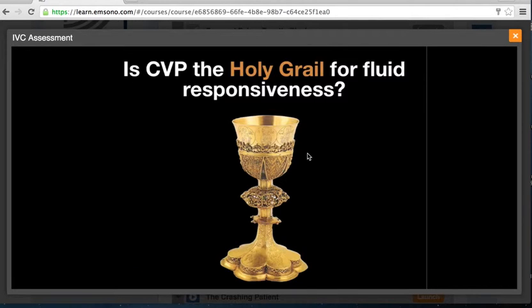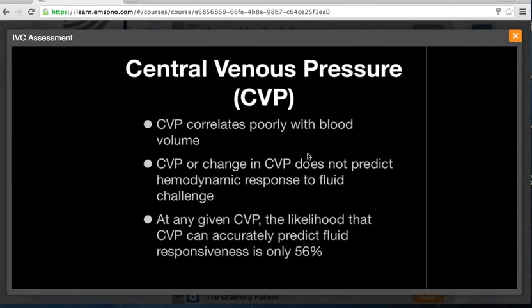So here's a question. Physical exam is unreliable in determining need for fluid responsiveness. Will knowing the central venous pressure help us? Some for a while have thought that this was the holy grail for determining fluid responsiveness, but unfortunately it is not. The bottom line is that central venous pressure correlates poorly with blood volume. Central venous pressure or change in central venous pressure does not predict hemodynamic response to fluid challenge. And at any given central venous pressure, the likelihood that it can accurately predict fluid responsiveness is only 56%. That's literally a flip of the coin.